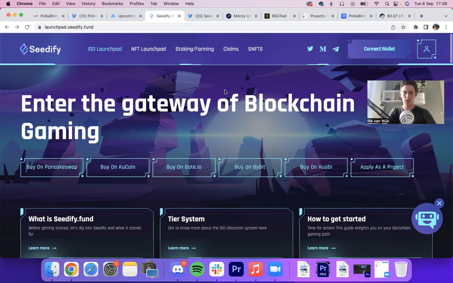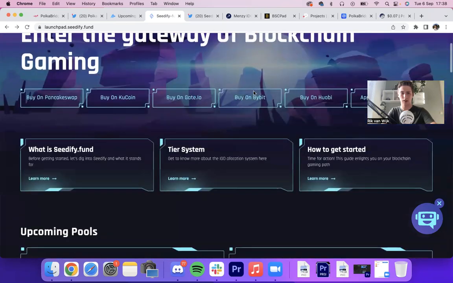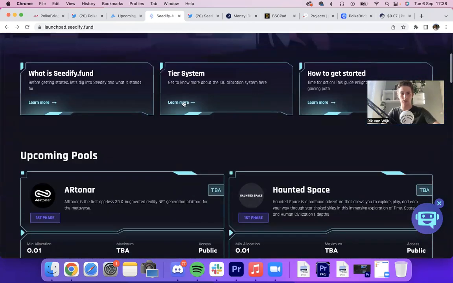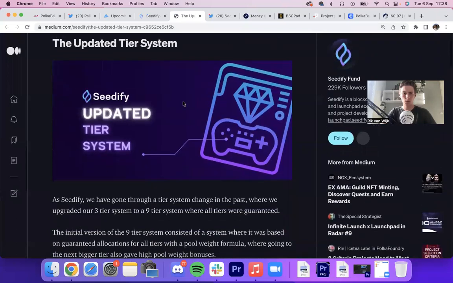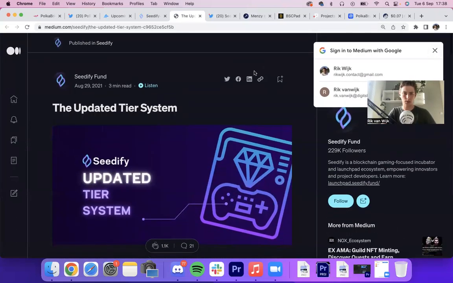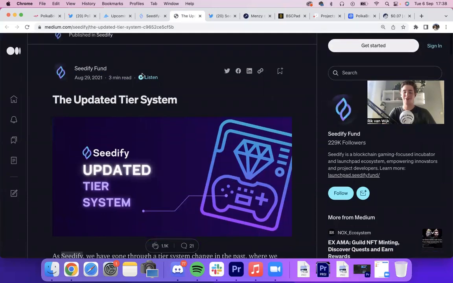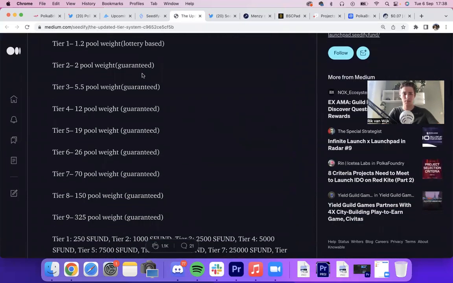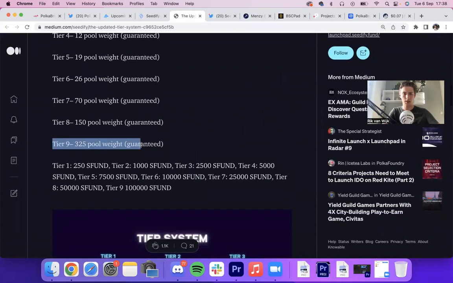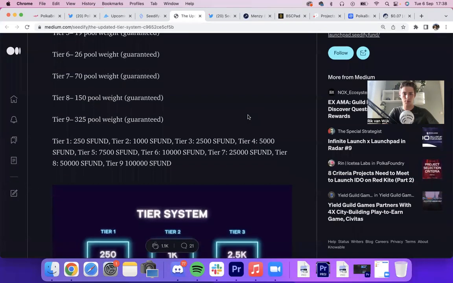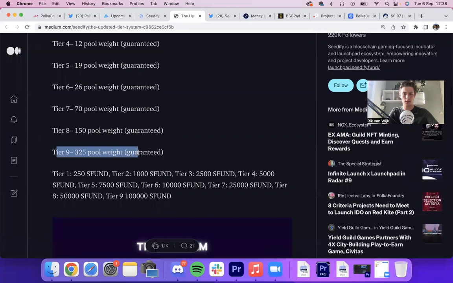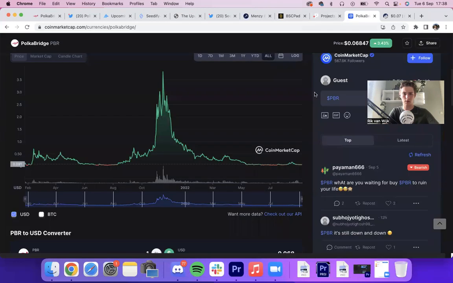Let's see. How much is Seedify top right now? Top tier. Alert. DigitsPad. Alert. Well, I think quite a lot, actually. I haven't checked. Let's look at the tiered system then. Updated tiered system. Let's see, from when was this? This is from August 29, 2021. Oh, yeah. Well, it's not very updated. I guess it's been the same for a while. Tier 9, 325 pool weight. Let's see here. Does this mean 325 Seedify tokens? I don't think so. Maybe it does.